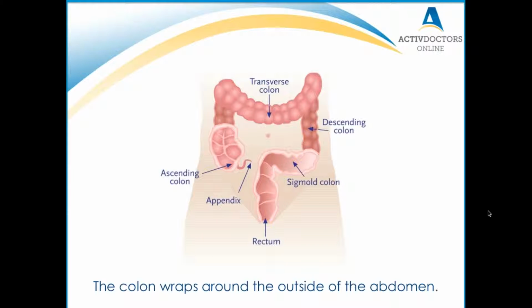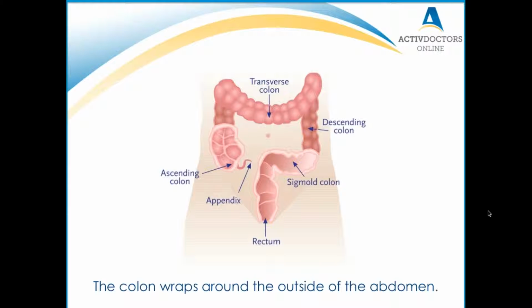So the liquid stool goes into the ascending colon, goes up to the right edge of your ribs, crosses to the left side in the transverse colon, comes back down towards the bottom of your belly in the descending and sigmoid colon, and then hopefully now fairly solid stool comes out through the rectum.